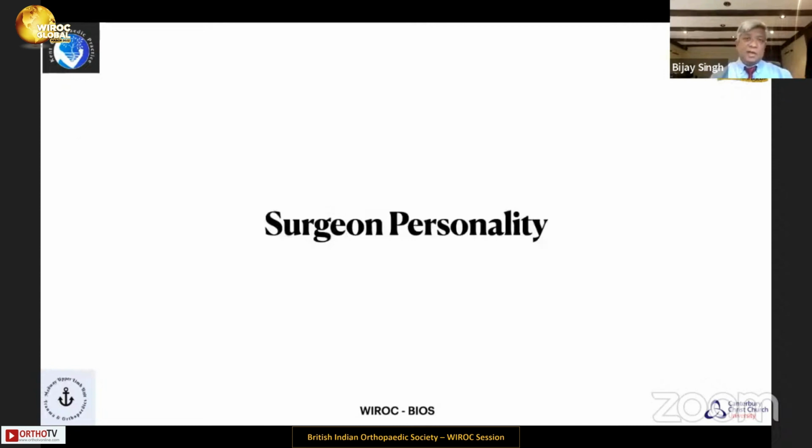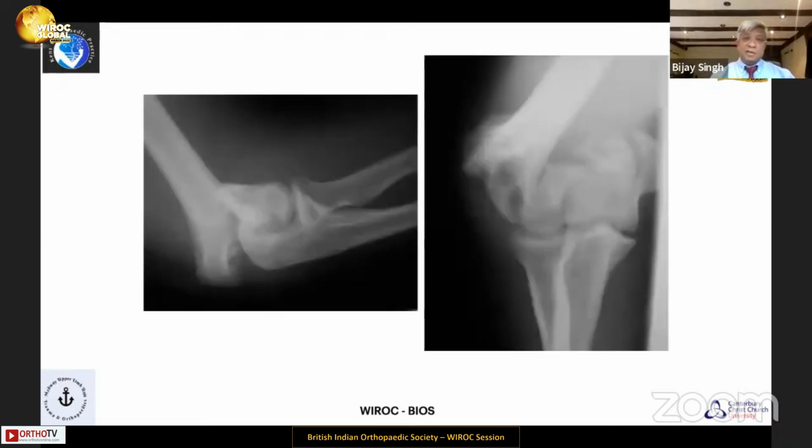Surgeon personality is very important: knowing your limitations and what armamentarium you've got. Certainly in places which are less fortunate than the UK, where you may have limited availability, one needs to plan rather than do whatever is available.